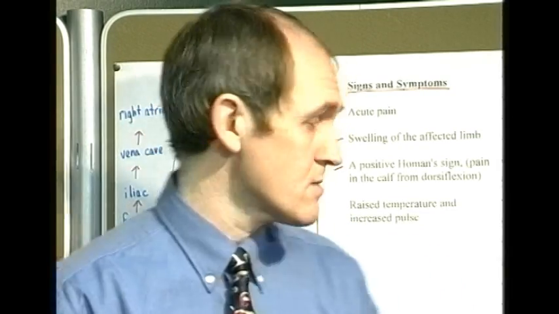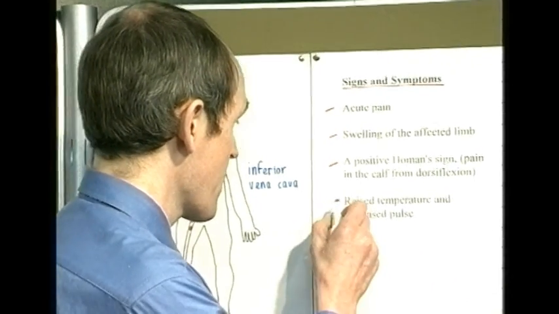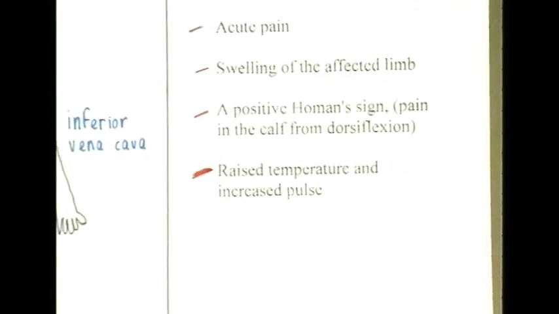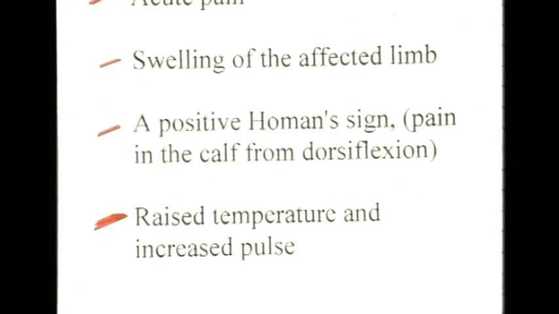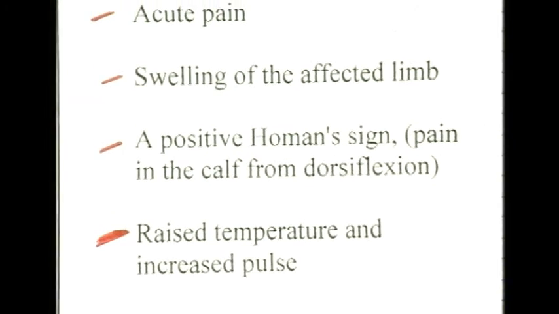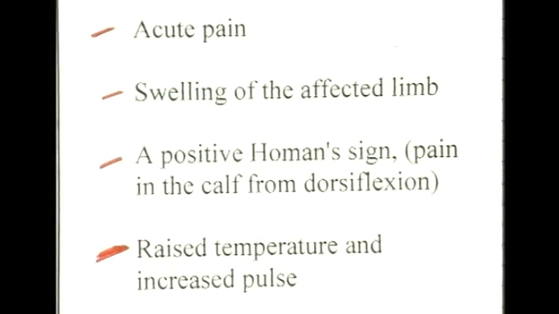So going back to the signs and symptoms, raised temperature and increased pulse will develop. Raised temperature because as the clot starts to be broken down by the body's phagocytic defence systems, cell contents will be released into the blood. These will affect the hypothalamus, they're pyrogens, and can cause a temperature. Any dead tissue in the body can lead to a pyrexia. Doesn't necessarily mean there's an infection. So signs and symptoms of acute pain, swelling, positive Hohmann's sign, please don't do it. Raised temperature, increased pulse.